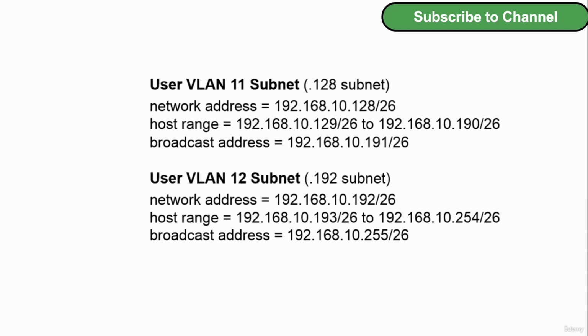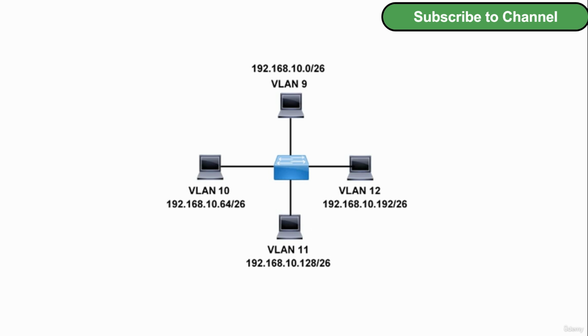For user VLAN 11, I've assigned the 128 subnet there. Like I said, there's a 128 subnet, and then the 192. It just shows you the host address range. It's pretty straightforward. There are 4 subnets, and these are the VLANs that they're assigned to. Here's an example of how I'm going to assign them. The 0 subnet is VLAN 9, VLAN 10 is 64, VLAN 11 is 128, and VLAN 12 is .192. They're all network addresses.